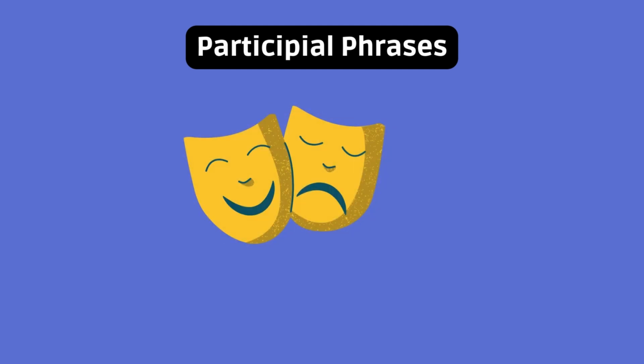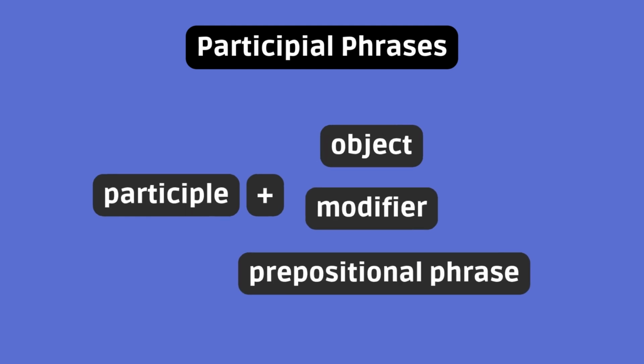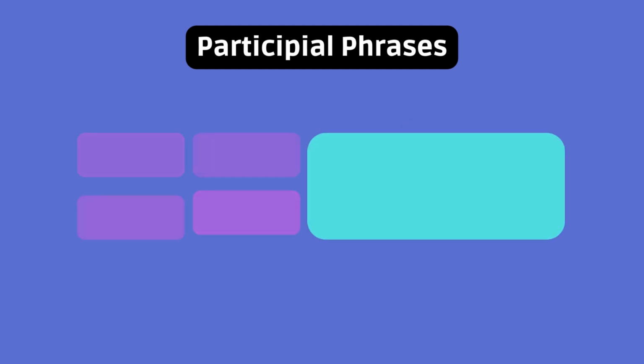Participial phrases. A quick word on participial phrases. These act as adjectives. A participial phrase begins with a participle and is followed by an object, a modifier, or a prepositional phrase. So it adds information to a main clause or a complete sentence. In other words, it's a group of words that adds descriptive detail to a sentence.